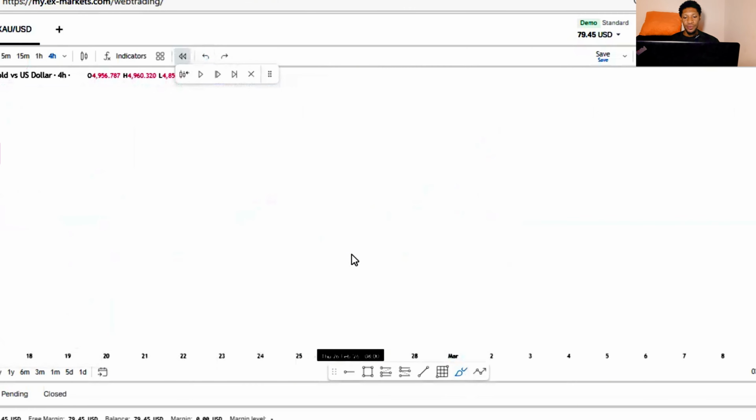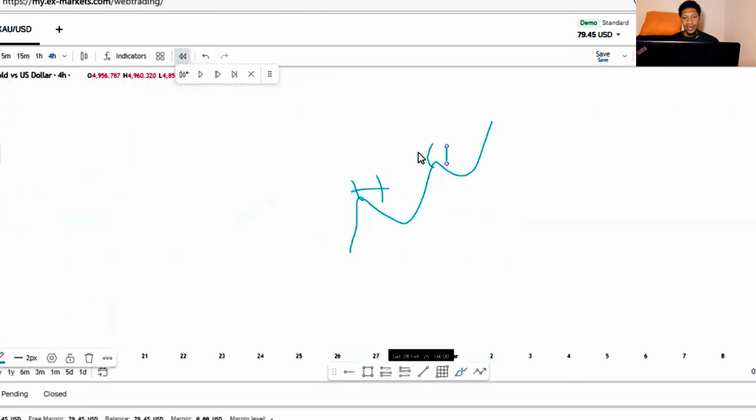And other people happen to understand that this is a market structure. You get, this is a higher high, this is a higher high, and this is a higher low right here. They are not wrong. A lot of people have how they understand this market.